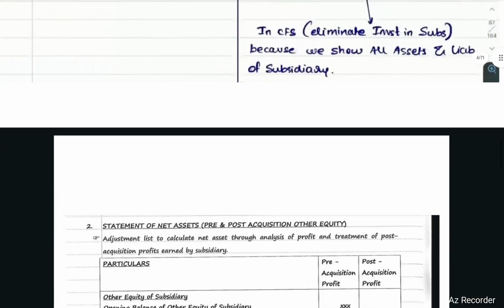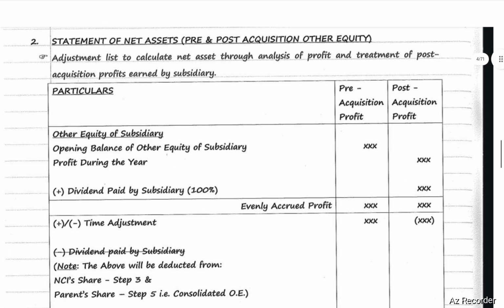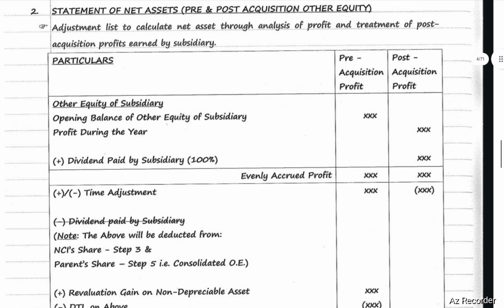Next, statement of net assets, pre-acquisition and post-acquisition other equity. Adjustment list to calculate net assets through analysis of profit and treatment of post-acquisition profits earned by subsidiary. Particulars: pre-acquisition profit, post-acquisition profit. Other equity of subsidiary.